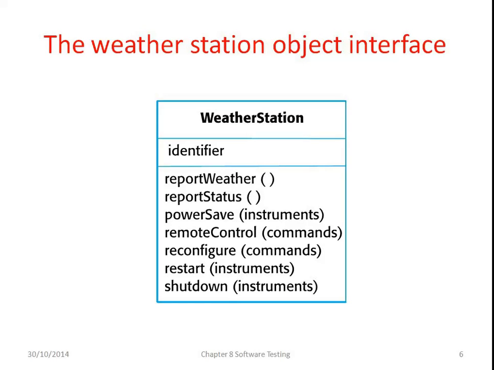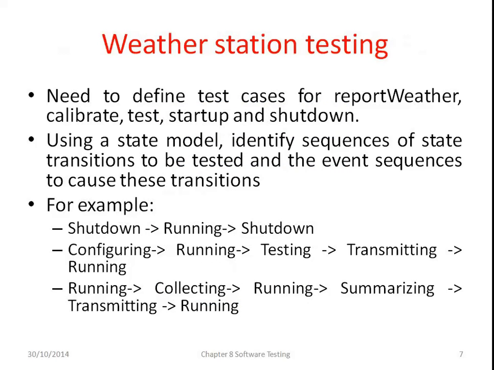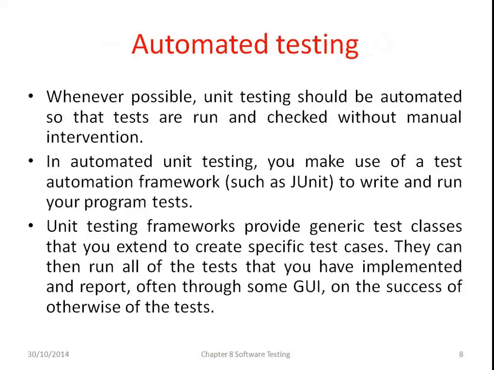Here one example is given: the weather station object interface. It is one object. It contains two parts: the functions and the attributes identifier. The weather station testing needs to define test cases for report weather, calibrate, test, startup and shutdown. All of these are given. Next, weather station testing and automated testing.